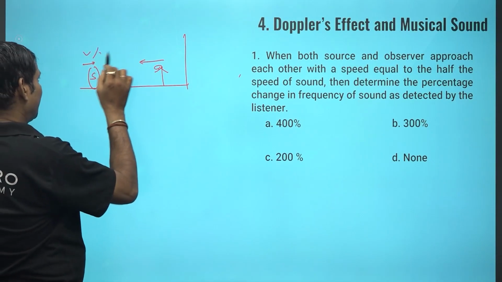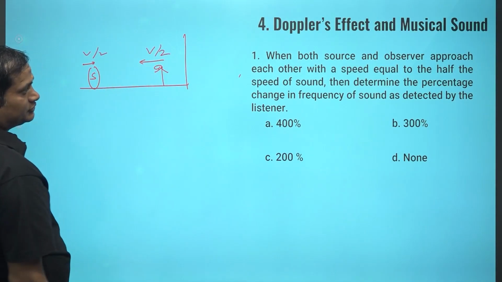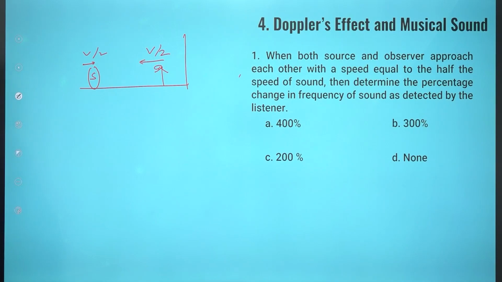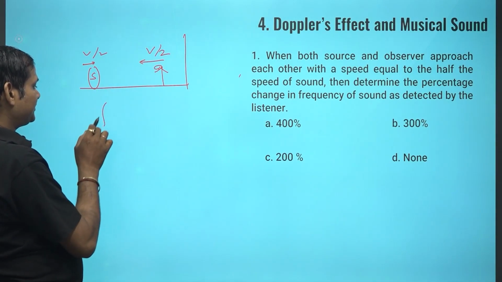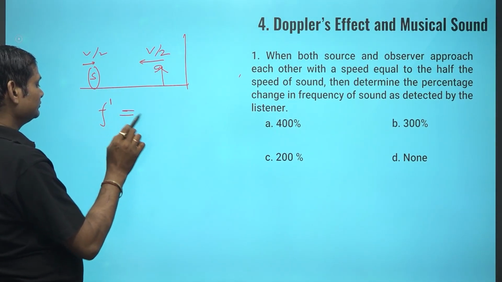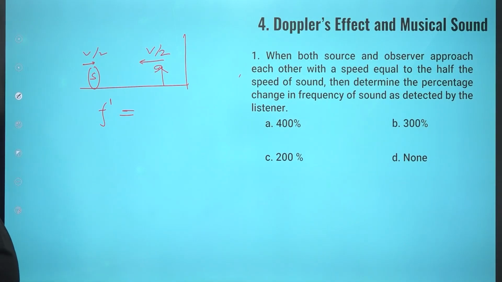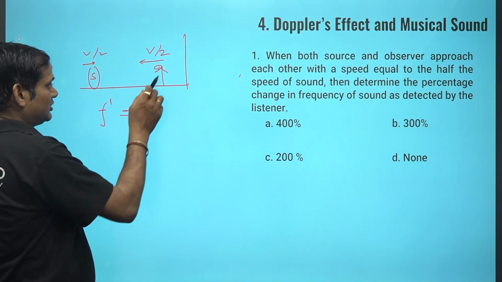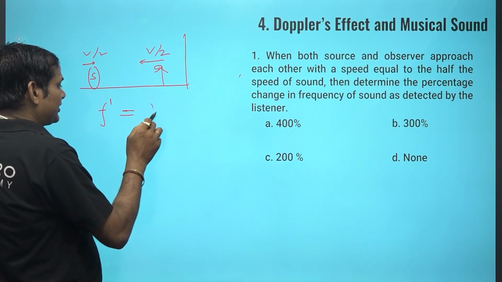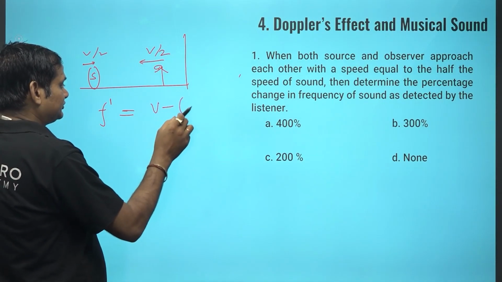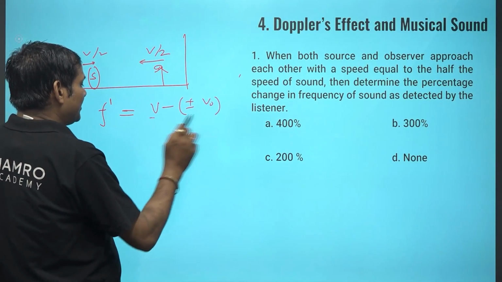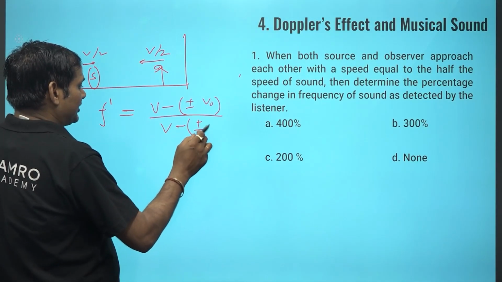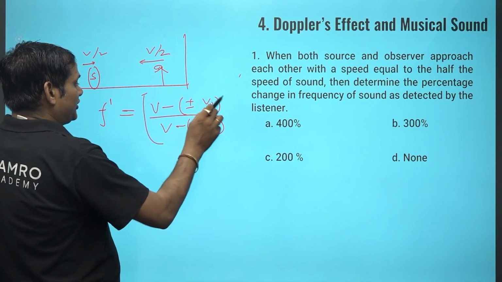The speed of both is half, v by 2. Then determine the percentage change in the frequency of the sound as detected by the listener. First, let's find the frequency received by the observer, that we can write as (v ± vo) divided by (v ± vs) into frequency.